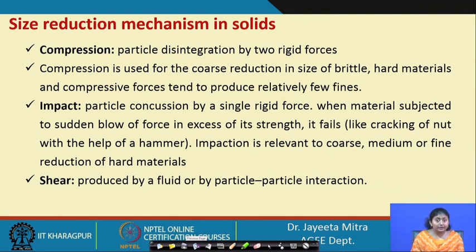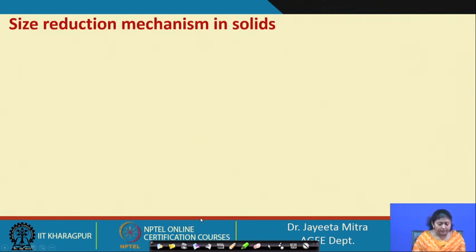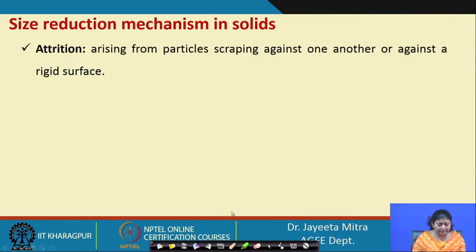Then another is the shear, produced by a fluid or by particle interaction. Then the next size reduction mechanism is attrition. Attrition arises from particles scraping against one another or against a rigid surface.